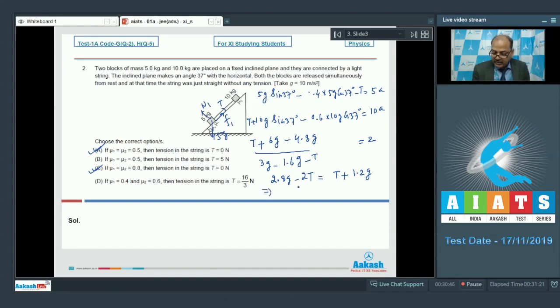Solving, we get 3T is equal to 1.6G or 16 Newton, and T itself is equal to 16 by 3 Newton, which means option D is correct. Let's go to the next question now.